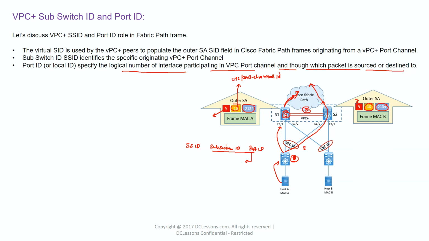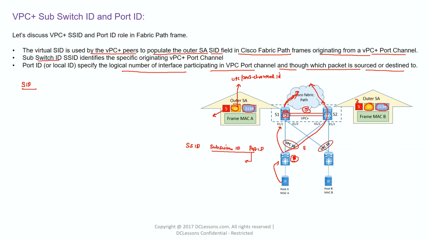Okay, so the SID is used by the VPC peer to populate the outer source switch ID field in the Cisco FabricPath frame originating from a VPC+ port channel.